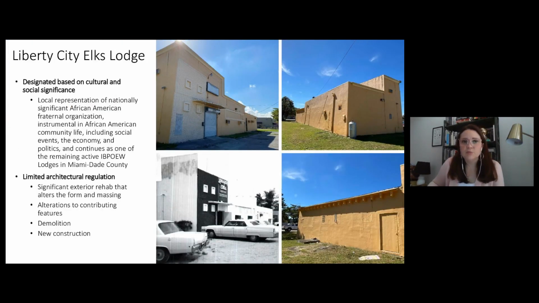The second example is the Liberty City Elks Lodge, which we designated last year. This is a local representation of a nationally significant African-American fraternal organization, the Improved Benevolent and Protective Order of the Elks of the World. It's one of the last remaining active lodges in the county. And because of that cultural history, we designated this property last year. The owners, the Elks, approached us about designating this property.